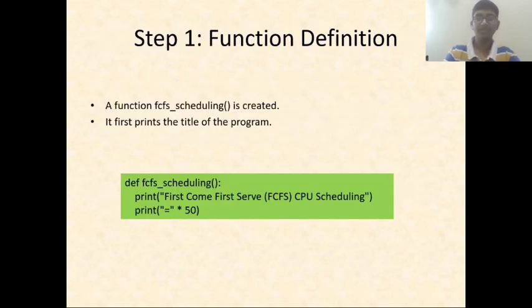Now, let us see the code using Python in detail step by step. Step 1 is function definition. We use def function in Python to define a function. The same we are using here to define FCFS scheduling algorithm, and we are printing the title of our program, and the code is given here.